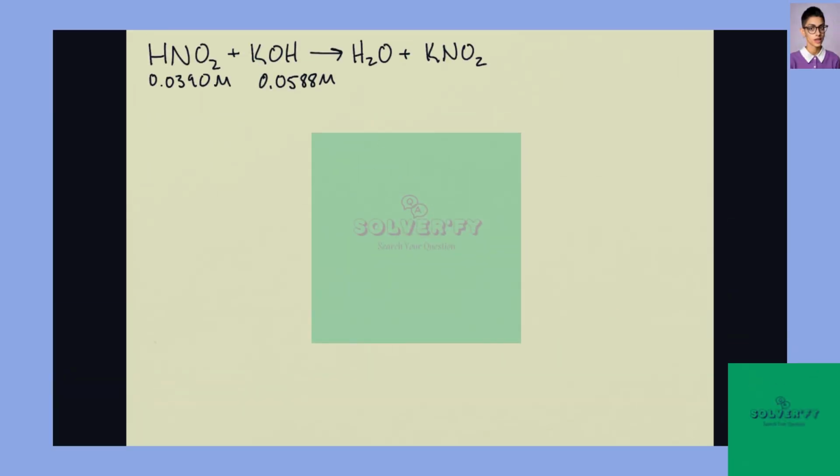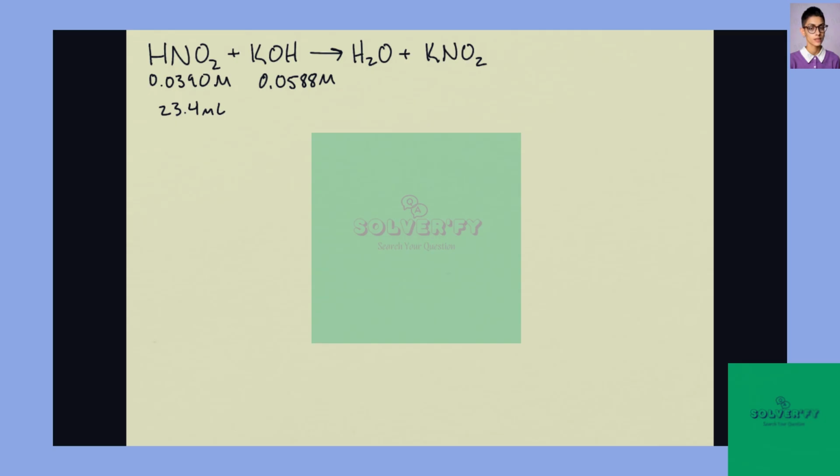Here we have a reaction of HNO2 with KOH, which forms water and KNO2. If we're titrating 23.4 milliliters of 0.039 molar HNO2 with 0.0588 molar KOH, in order to get to the equivalence point, we're going to want to completely react the HNO2 without adding any excess KOH, so that only water and KNO2 are present in the solution.